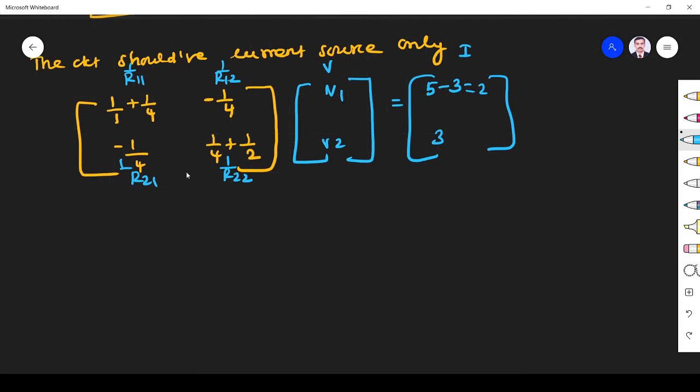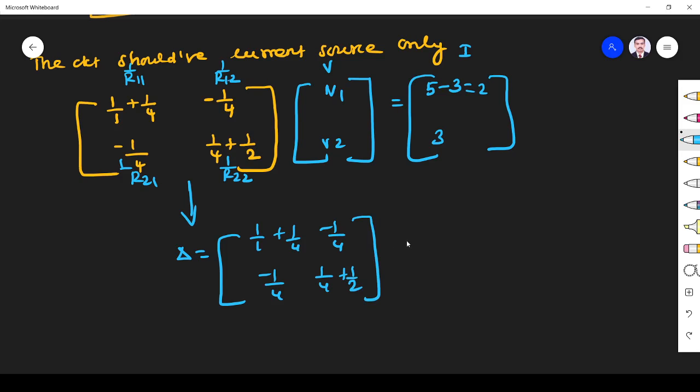After this, the problem is easy. Find the determinant of this matrix, which is given as del. Del is equal to 1 by 1 plus 1 by 4, minus 1 by 4, minus 1 by 4, 1 by 4 plus 1 by 2. What you get is 0.875.